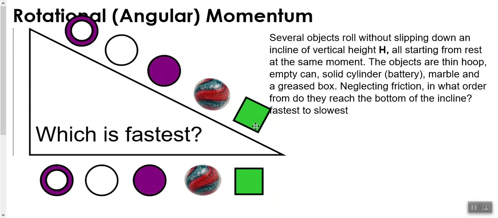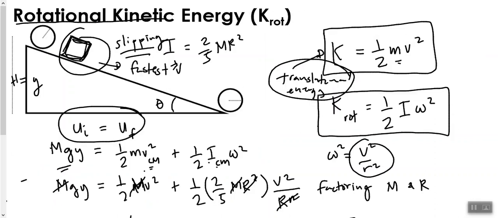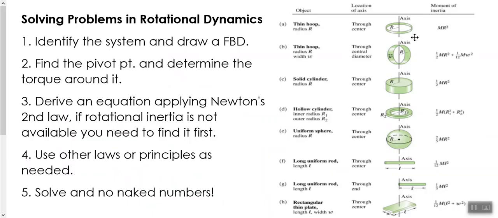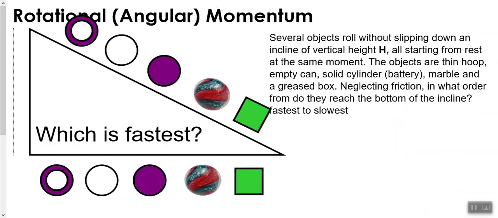So the fastest will be the box, followed by the marble, followed by a solid cylinder, followed by a hollow cylinder, followed by a hoop. The hoop will be the slowest. If you go back to all these equations, the hoop has a greater moment of inertia. This one has the least.